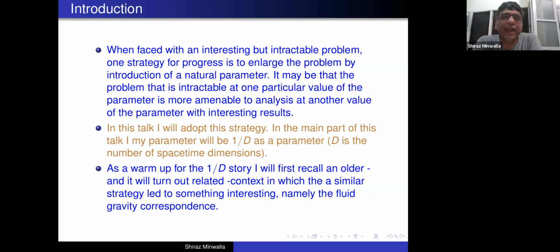Okay, so when faced with an interesting but apparently intractable problem, one strategy for progress is to enlarge the problem and introduce a sort of natural parameter into a problem which may not have had the parameter in the first place. In this talk, I'm going to try to make progress on trying to understand black hole dynamics by introducing a new parameter into the problem. And the parameter that will be of interest to the bulk of this talk is 1/d, where d is the number of spacetime dimensions. As a warm-up to this story, however, I will first recall an older, and it will turn out related story, namely the fluid gravity correspondence.